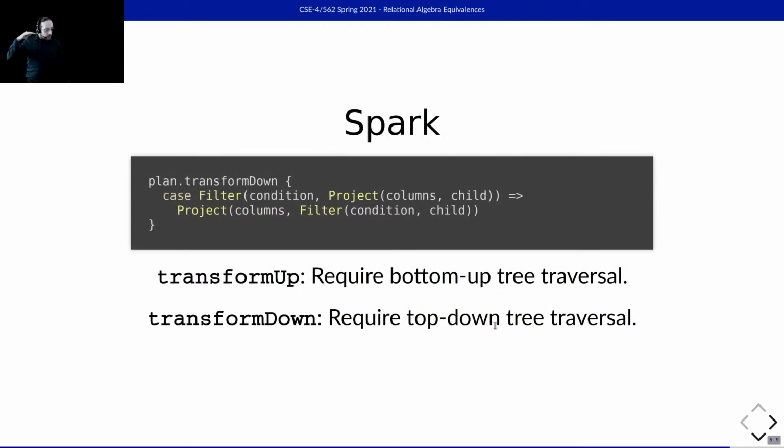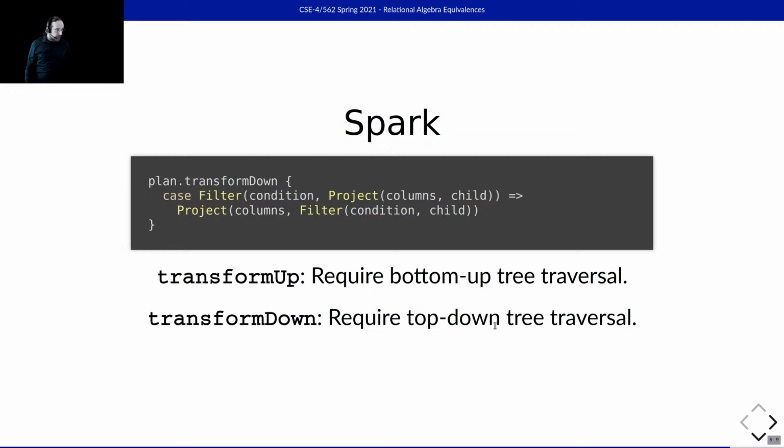Right, sorry. So like I was saying, every time we push a selection down, we're potentially creating a new opportunity to push the selection down through its new child. So what Spark gives us is a couple of rewrites that allow us to control the order in which the rule is applied. Transform up is going to start from the leaves, look for opportunities to apply the rules at the leaves, then go up, then go up, then go up. Whereas transform down is going to start at the root and keep looking for opportunities to apply going down.